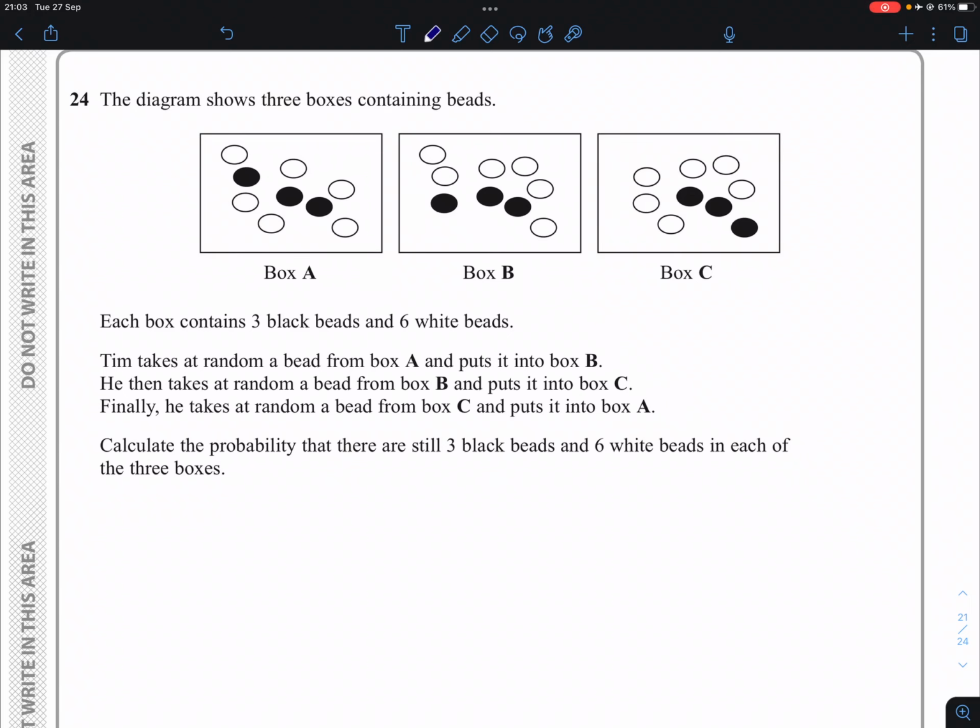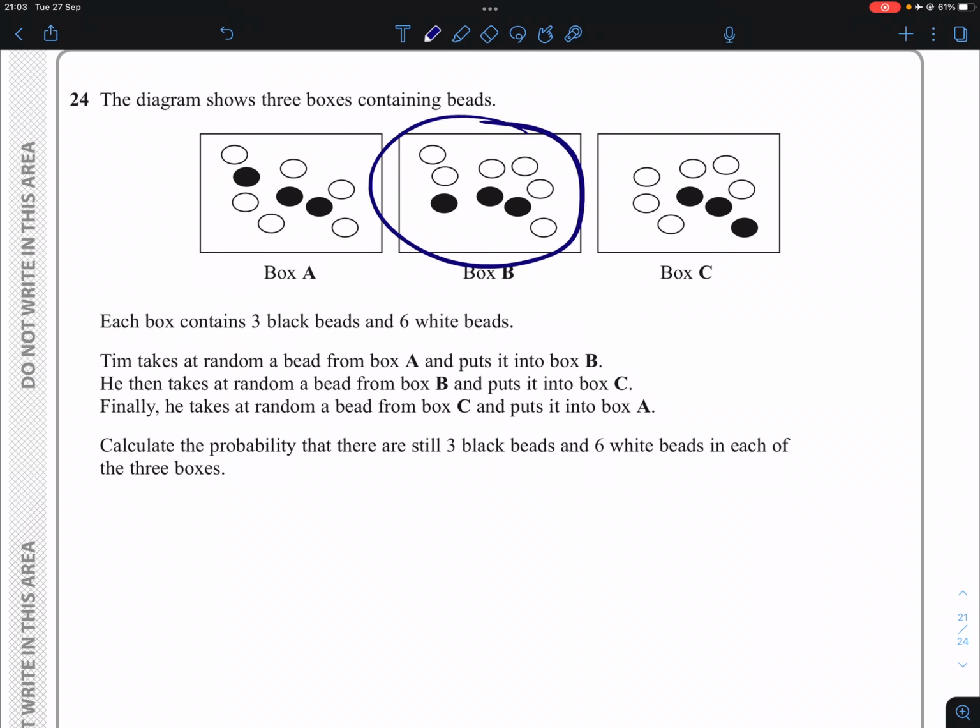Question 24, a pretty busy reading or looking probability question. So in a nutshell, there are 3 black tokens and 6 white tokens inside box A, B, and C. The order of things that we're going to be doing here is we select one at random from box A and put it into box B.